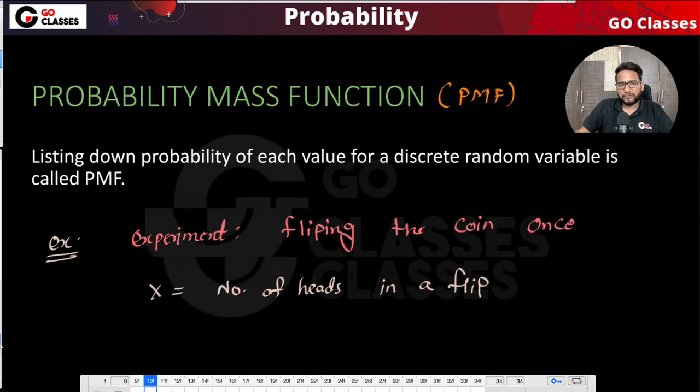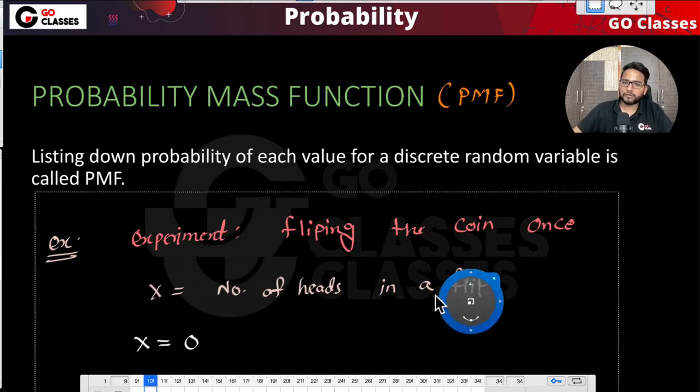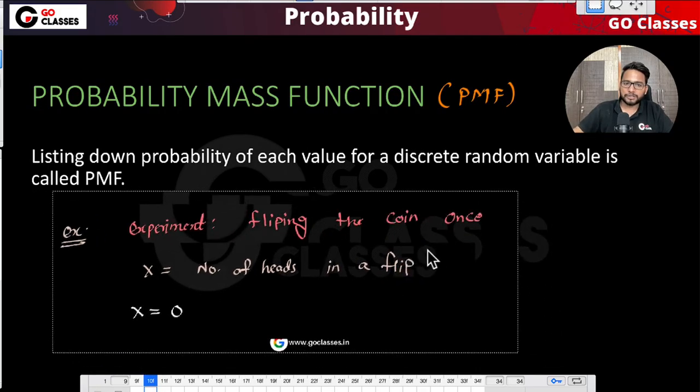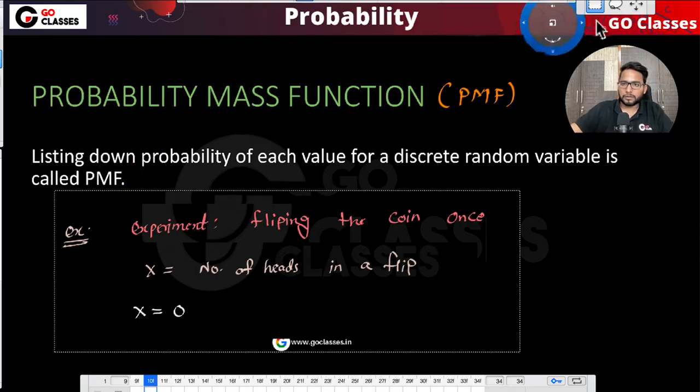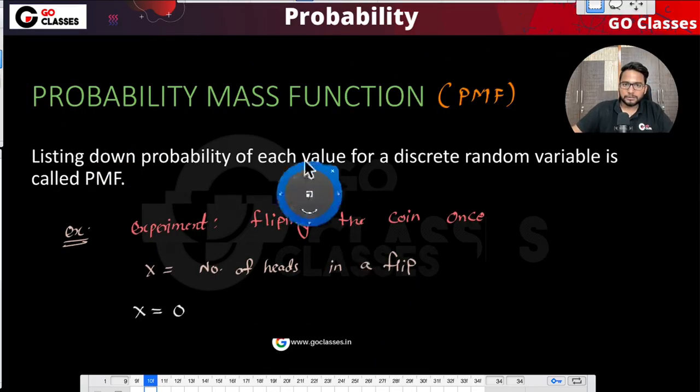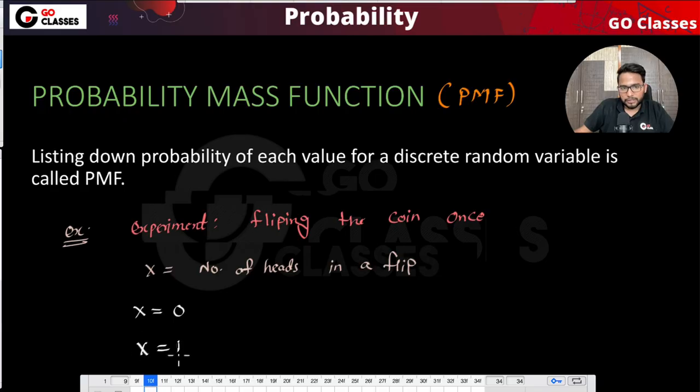Now in that case, if I say that x is number of heads in a flip, now tell me first what are the possible values x can take. Either on the flip there will be head or there will be tail. So you will say the possible values of x will be either 0 or 1. So there are two possible values, right? So let me list down all the possible values of x. Either x will be 0 or x will be 1. So these are the two possible values.